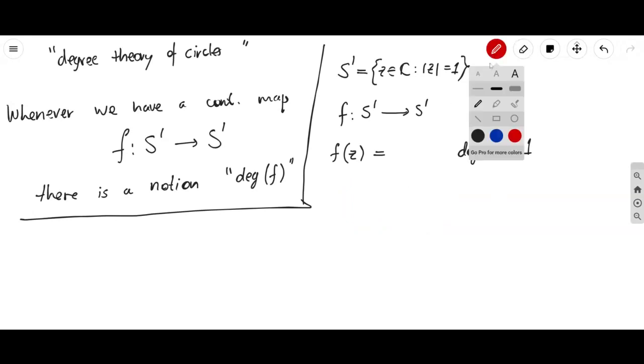Or let's say we have another example. Let's say we have z squared. So with z squared, because we have a power of 2, it's reasonable to say the degree should be equal to 2. Okay, so we have that.